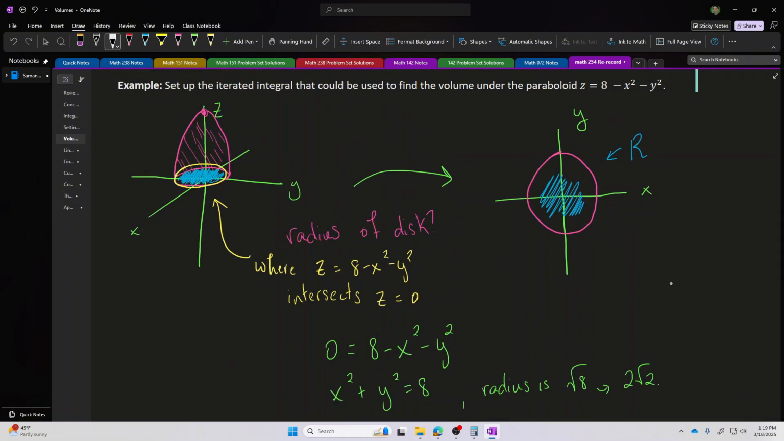And then I'm going to go into my region and hit it with a vertical slash so I can see which curve is forming the bottom of the region and which curve is forming the top of the region. Now what I can see is that the bottom of the region is being created by the bottom half of this circle, and the top of the region is being formed by the top half of the circle.